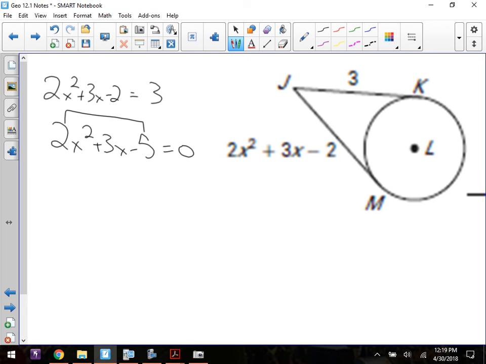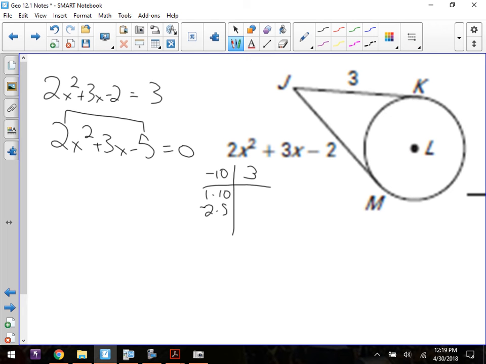What times what is negative 10 that you add together to get 3? What are your factors of 10 that add to 3? Well, what are your factors of 10? 1 and 10, and 2 and 5. One of those has to be positive, and one of those has to be negative for them to add to 3. Which one is positive, which one is negative? 5 is positive, and 2 is negative.